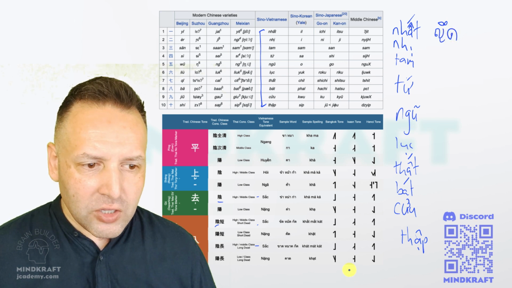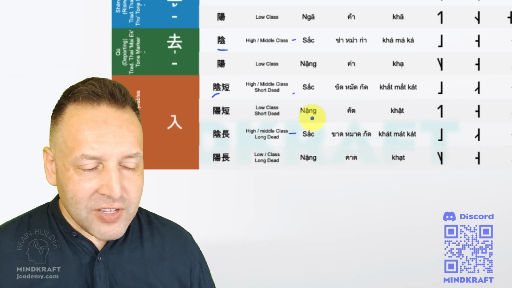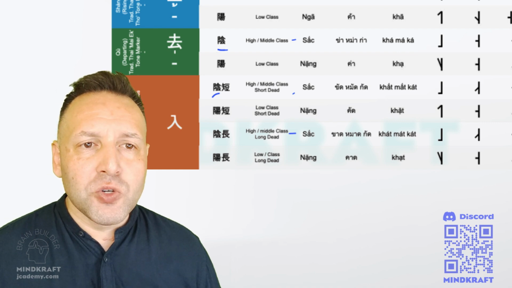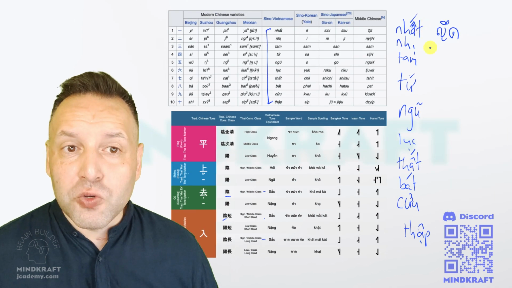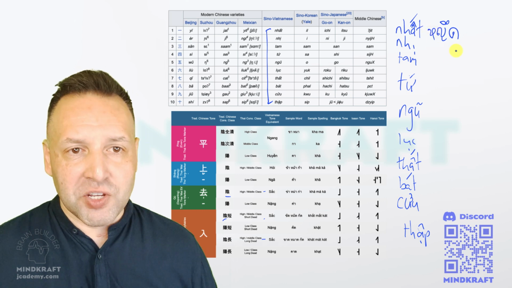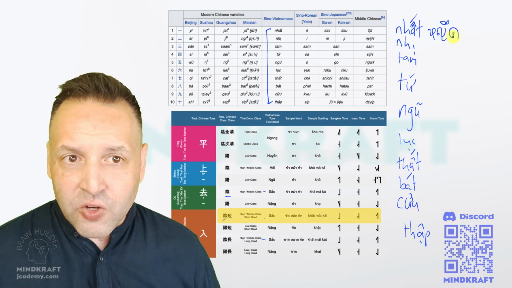So if I have a look at low class in Thai and dead and it's short, what we have here is the nak tone, but this is a shak tone. So what do we do if we want to put this into the high class? Well, we just add the high class aspiration marker. Now that would work. So that would be the shak tone writing this.